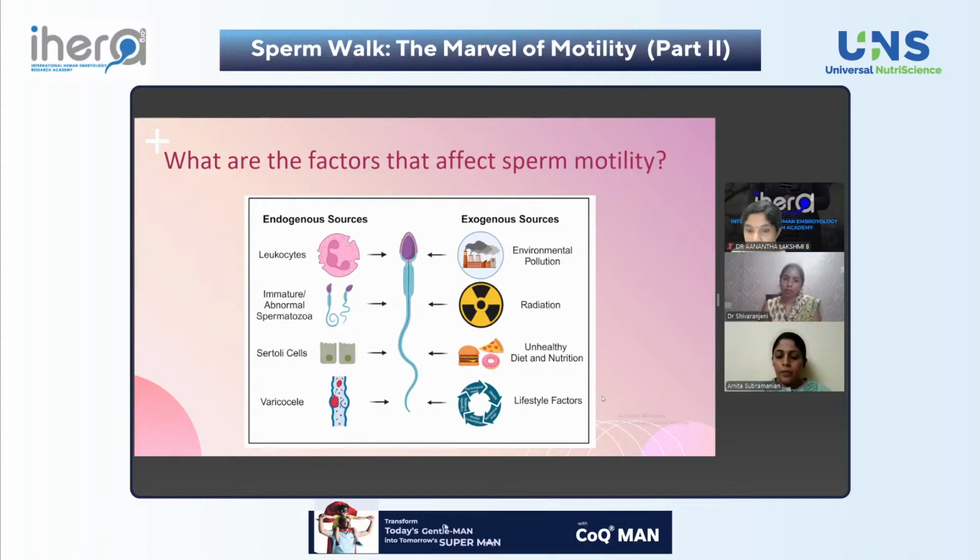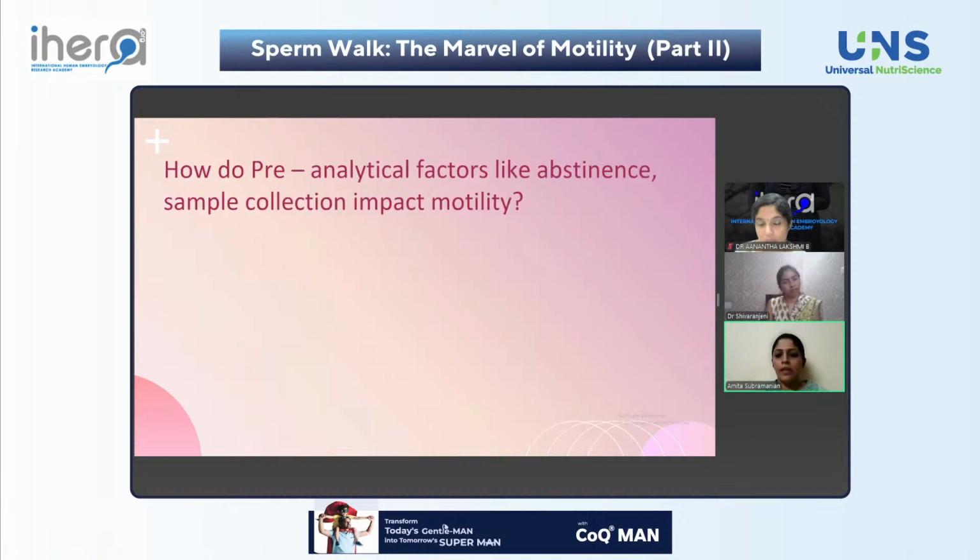Yes. And all these lifestyle factors, radiation and environmental pollution, all of that history taking is very important so that we don't miss anything before we conclude that their motility is poor. If something could be done to correct their motility, we must make an effort to do that first before planning the treatment. Next slide.